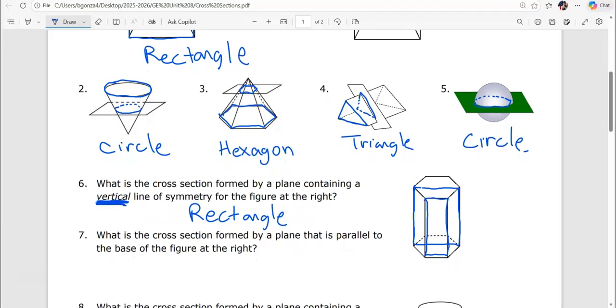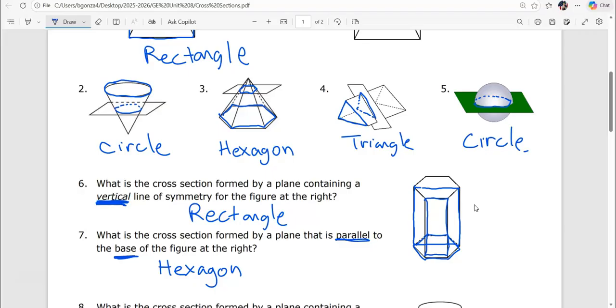But look at number 7. What is the cross section formed that's parallel to the base? And what did we just say, for those of you who are out and doing other things? Parallel to the base matches the base. So what is the base? 1, 2, 3, 4, 5, 6. The bottom base is a 6-sided figure. So parallel to the base, when you cut it, is going to also give you a 6-sided figure, a hexagon.